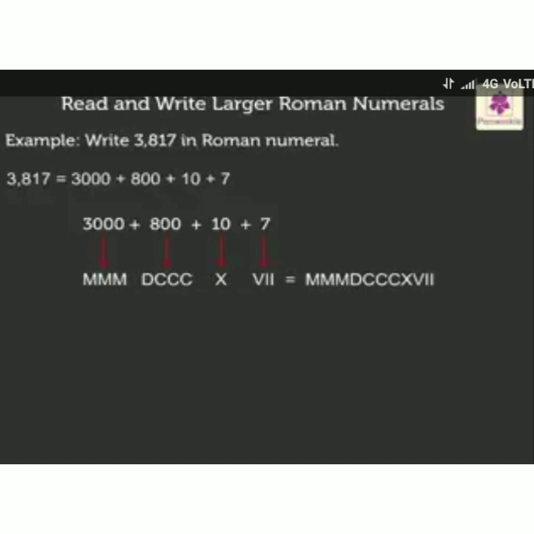Then ones and tens. So 10 is represented by X. 7 ones: 5 and then writing to the right of the value, so I, so they are adding. So triple M, D, triple C, X, V, I. This is the way they write the Roman numeral for the given number. First they expand the given number. Then individually they represent 3000 as 3M, 800 as D, C, 10 as X, and 7 by writing the symbol V and adding 2 I's with that.